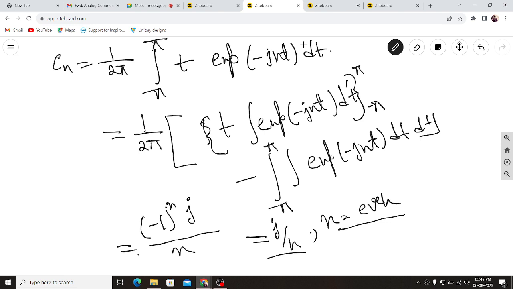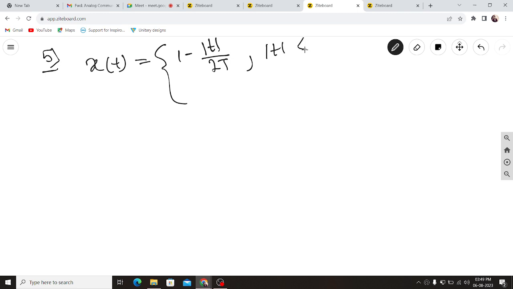The next question is a bit interesting. It says you have a function x(t), and this x(t) is a triangular shape function pulse, which can be written as 1 minus mod of t by 2T, for mod of t less than or equal to 2T, or 0 elsewhere.